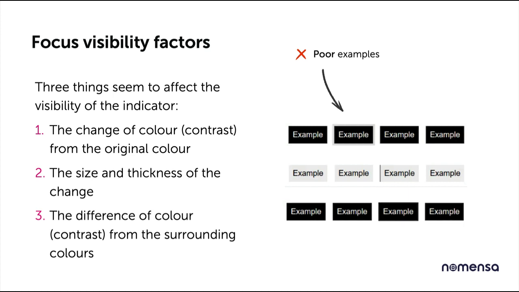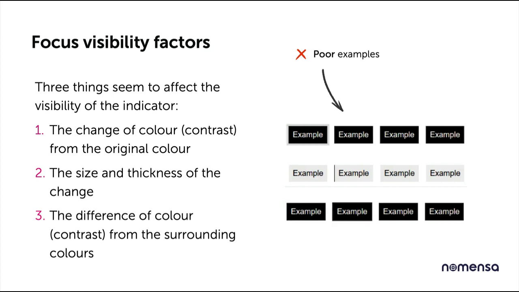The second is the size and thickness of the change. So the second example is 4 light grey buttons with a small 1 pixel thick border just on the left hand side to indicate focus. So it has very little size and is not very visible.